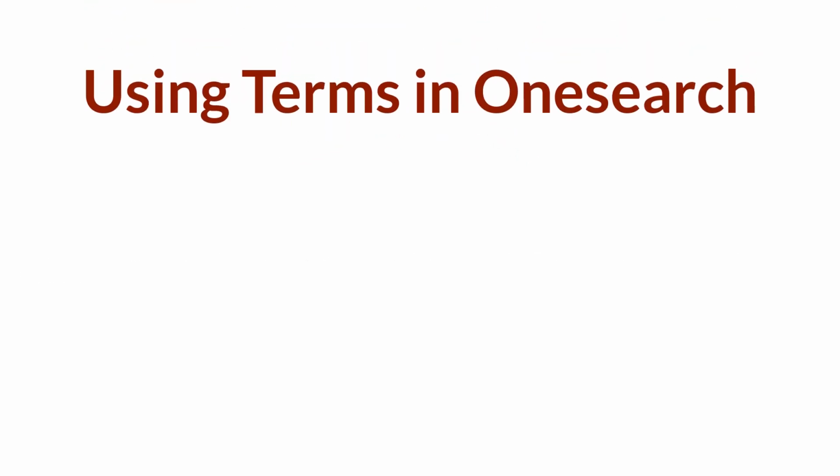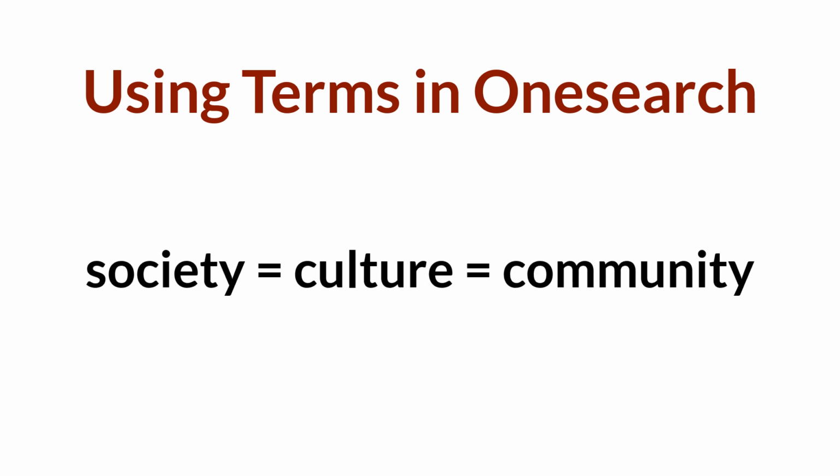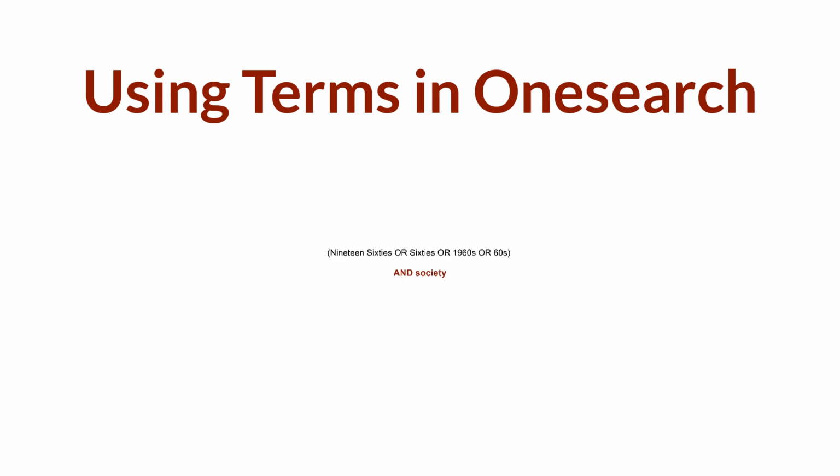Okay, so now we know a few words and operators for our time period. So now let's use OneSearch. We need to use terms that relate to social contexts and norms. We can use terms like society, culture, and community. We will start with the word society.